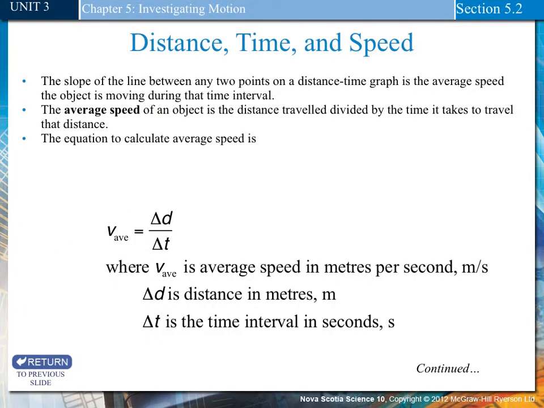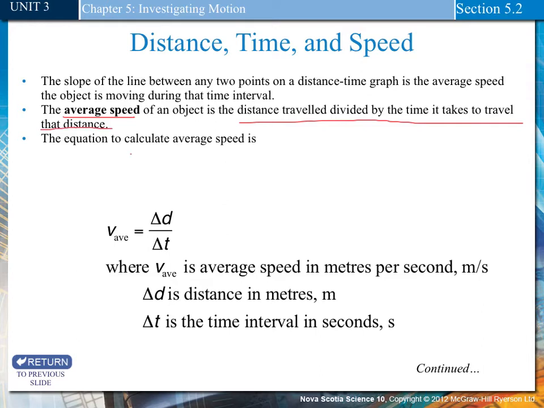The slope of a line between any 2 points on a distance time graph is the average speed the object is moving during that time interval. The average speed of an object is the distance traveled divided by the time it takes to travel that distance.